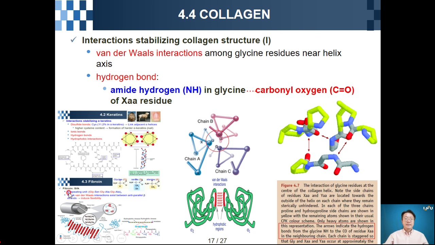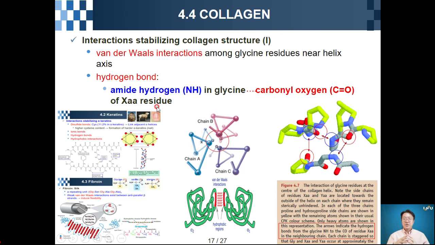Okay, how about in fibroin? There was van der Waals interaction between the antiparallel beta strands. Usually van der Waals interaction happens between hydrophobic regions. In the collagen structure, near the helix axis there are only glycine residues, so van der Waals interactions happen among the glycine residues near the helix axis. And also hydrogen bonding happens between the amide hydrogen in the glycine and the carbonyl oxygen of the Xaa residue.